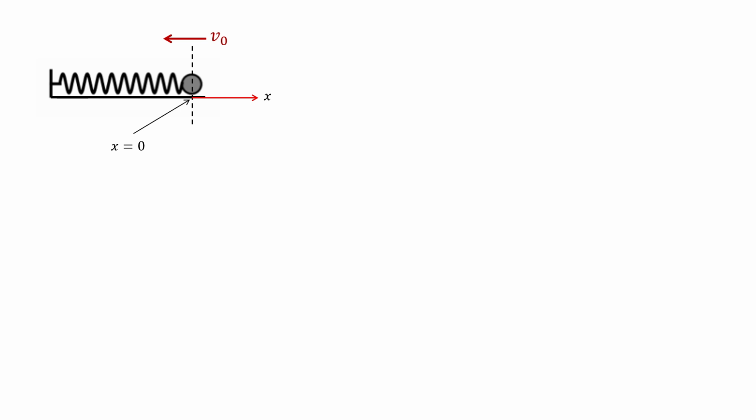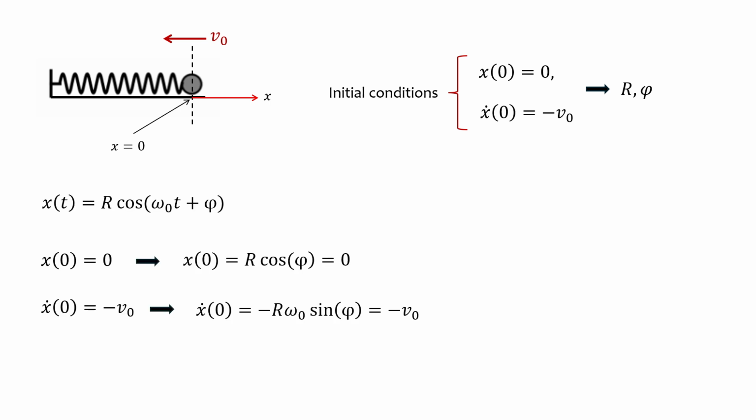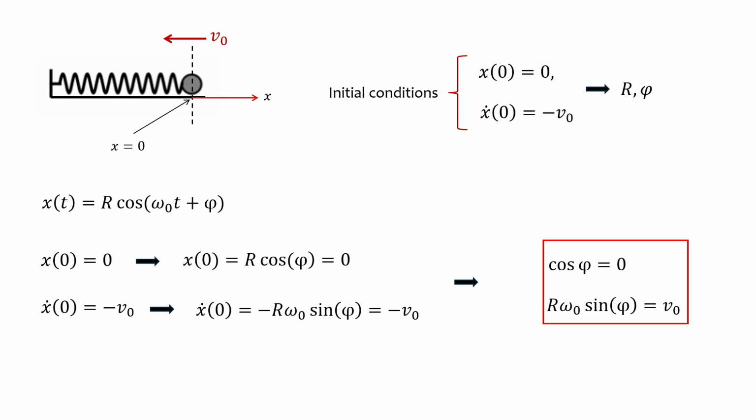Mathematically, we can write the initial conditions as follows. The spring is relaxed at time equals 0, so it is in its equilibrium position. So initial position is 0, and we impose some initial velocity in the negative x direction. And again, this gives us two equations, and we need to solve for r and phi. Here is the first equation, and here is the second equation. From the first equation, we can solve for phi. This gives us again two choices. Either initial phase is equal to 3.5 times pi or pi over 2.